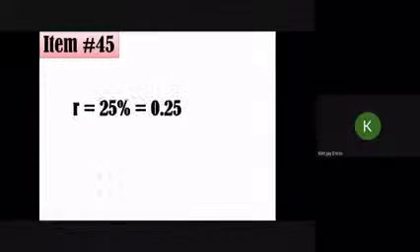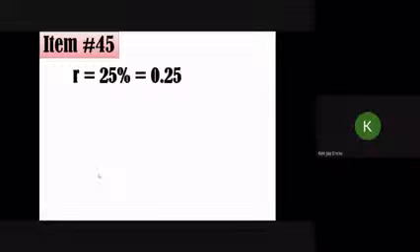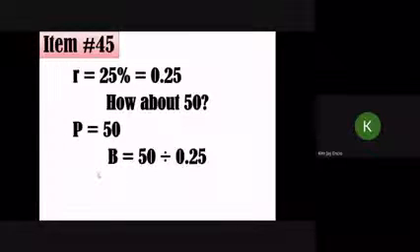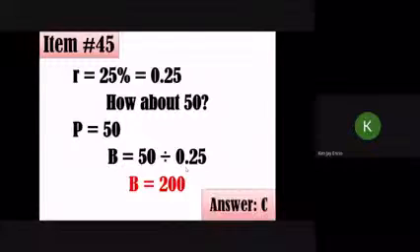So now, if we're going back to the given, you can see that 25% or 0.25 is actually your rate. How about 50? Because it says 50 is, it's your percentage, no? And so we are solving for the base, and the base is equal to your percentage divided by the rate. So 50 divided by 0.25, which is 200. So the answer is letter C.